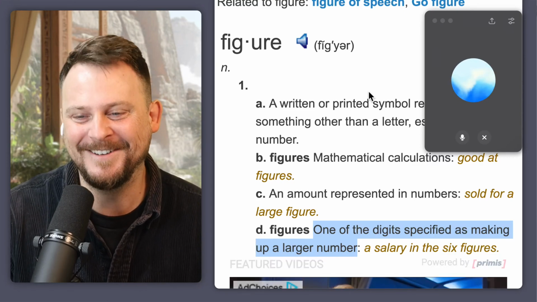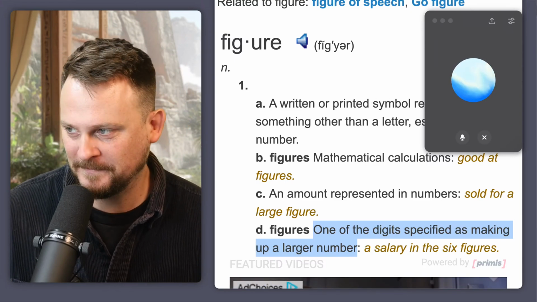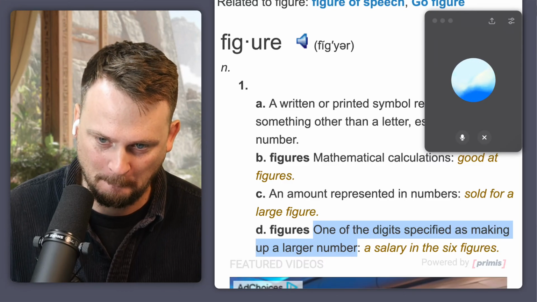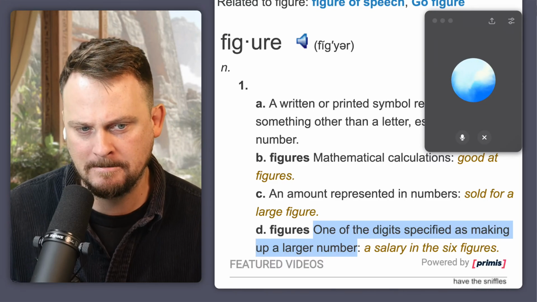Yes, that's correct. Each digit in the number is a figure, and for a 6-figure number like 500,000, there are 6 figures, 1 5 and 5 zeros. The total count of these digits determines that it's a 6-figure number.